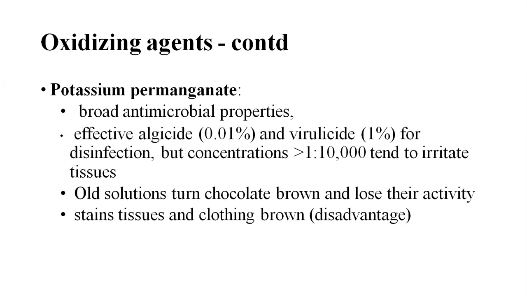It stains tissue and clothing brown. So this is a disadvantage of potassium permanganate. It will stain the tissue and clothing brown.